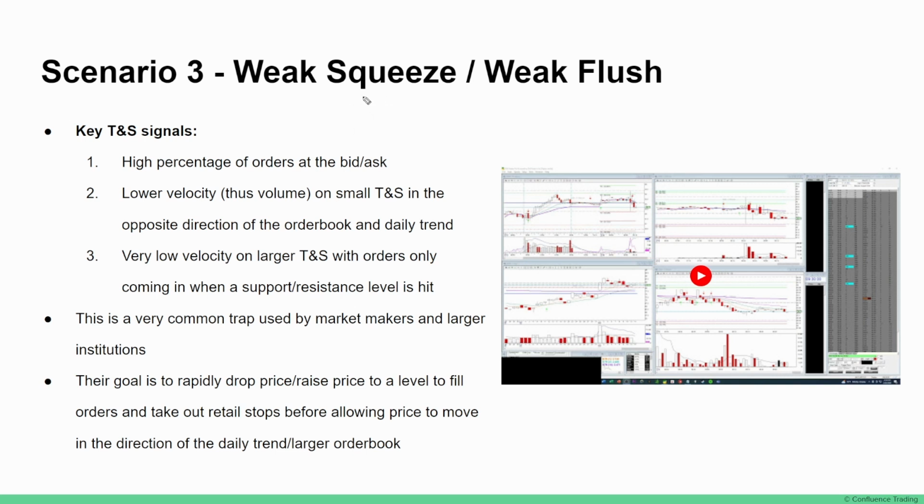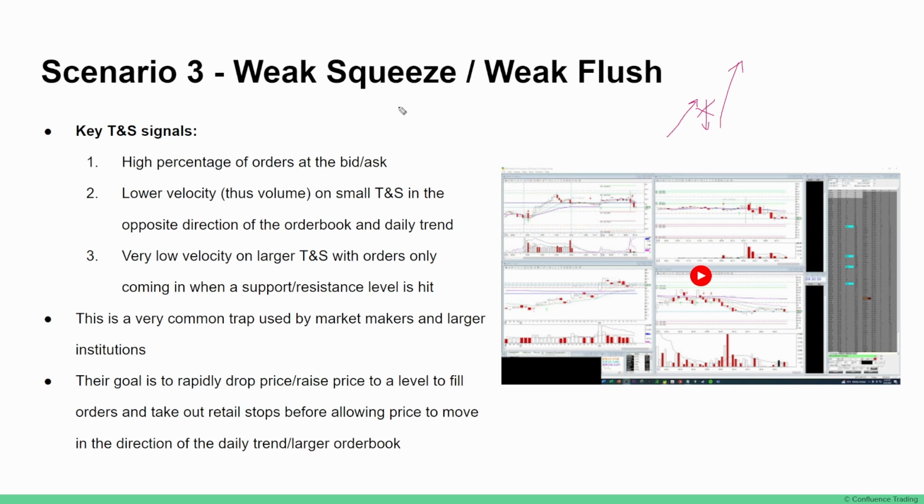So the whole premise around the weak squeeze, the weak flush, is that the order book, the daily trend, the other things that we've learned about in this course are all telling you that price should move higher. But instead what happens is you get a quick flush down in price. And this quick flush down in price can panic a lot of traders to get out of their positions. It can keep them from entering positions when they should be going long. And it can FOMO some traders into thinking we're actually getting a reversal and we're about to flush completely down, only to then get trapped in the next move higher. So we are trying to avoid this portion, this weak flush. We're trying to avoid getting trapped there.